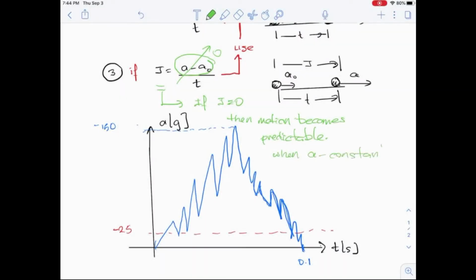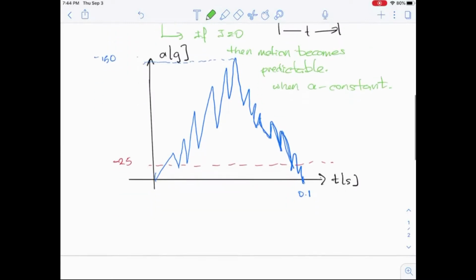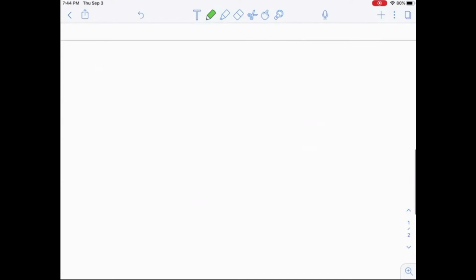When you make the acceleration constant, what that means is you get to speed up, slow down, or change direction at a constant rate. That's what it means. So the motion itself becomes predictable when you make the acceleration constant. So the next question is, what aspects of motion become predictable?